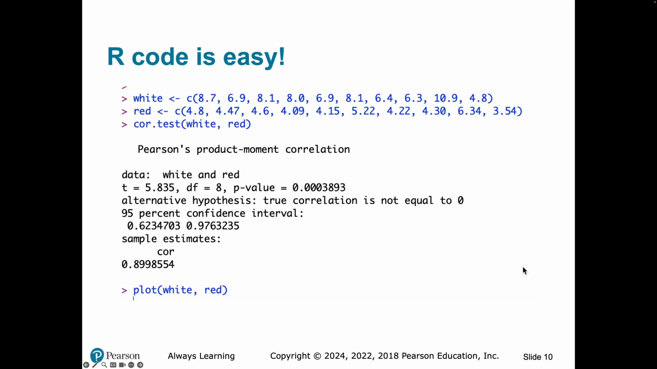Next thing, doing it in R is really easy. I just typed in the data, called it red, white, did what's called a cor.test for white and red, and I create this Pearson's product moment correlation. We get the test statistic, the p-value, we get the 95% confidence interval, and we get the correlation coefficient, which would be 0.899. I can get the scatter plot by just running plot white, red.